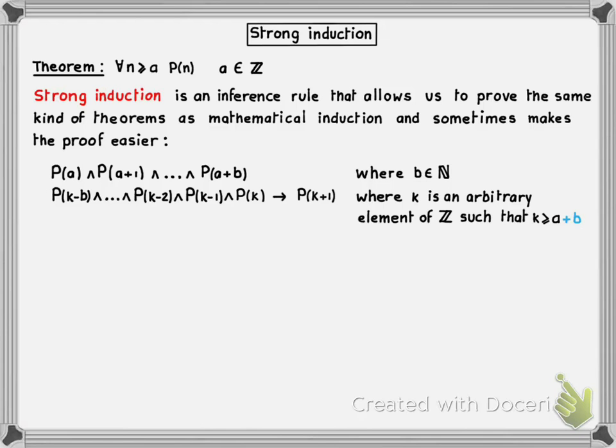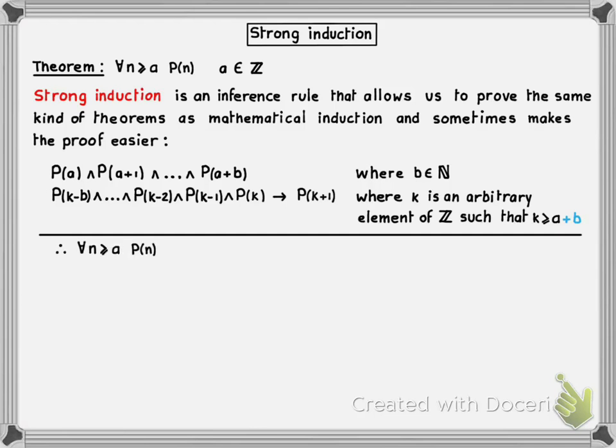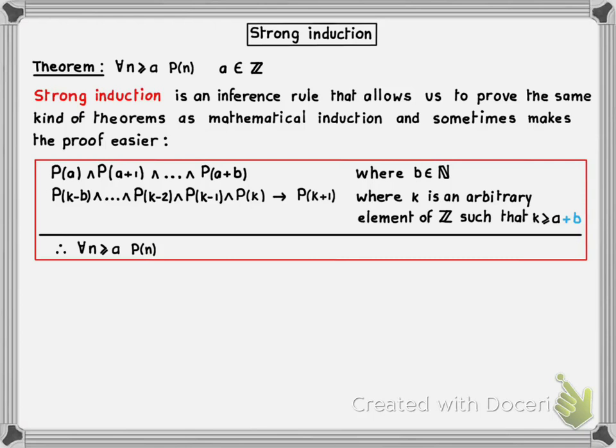So after this long explanation, we have a full specification of the first premise, and a full specification of the second premise. Now what's the conclusion of this inference rule? Well, it's the theorem we were trying to prove in the first place. For all n greater than or equal to a, P of n holds. And that is the inference rule called strong induction.